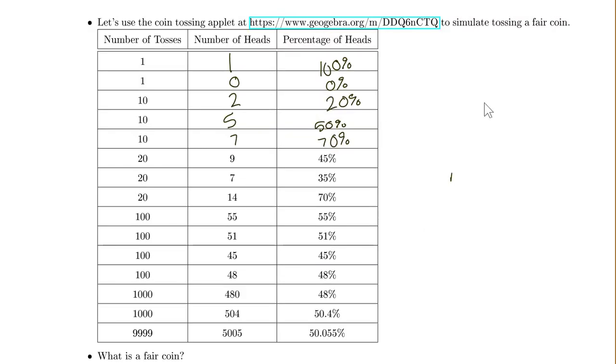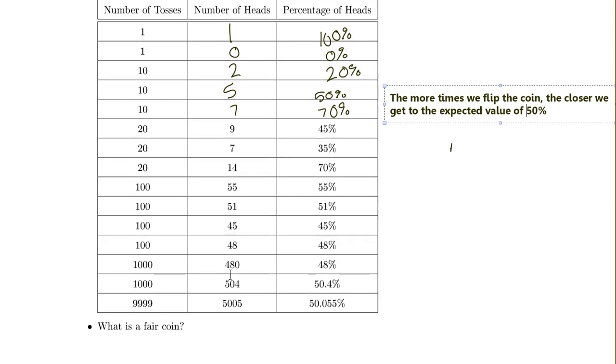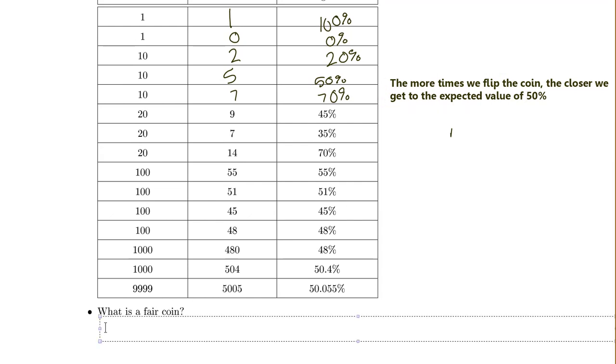So what do we notice here? The more times we flip the coin, the closer we get to 50%. Let's make this the expected value of 50%. We can't really predict what will happen on a single time, but if we do something many, many times, we can realize what a theoretical percentage should be. Now, just as a note, what would be a fair coin? A fair coin means 50% heads, 50% tails, or each one is equally likely.